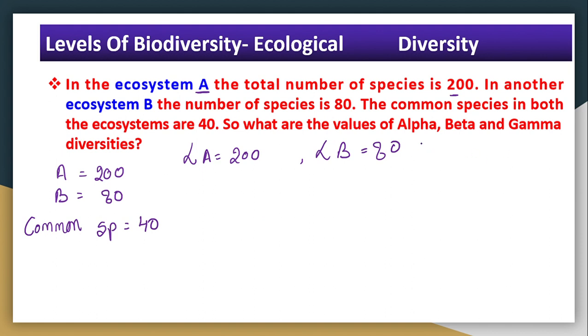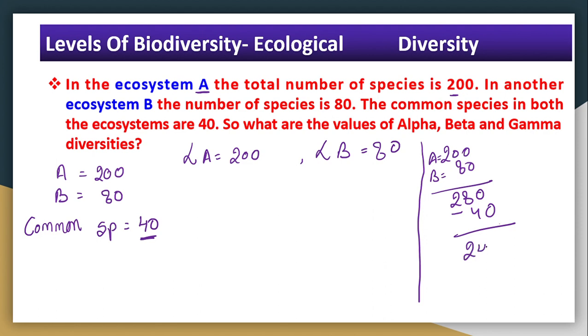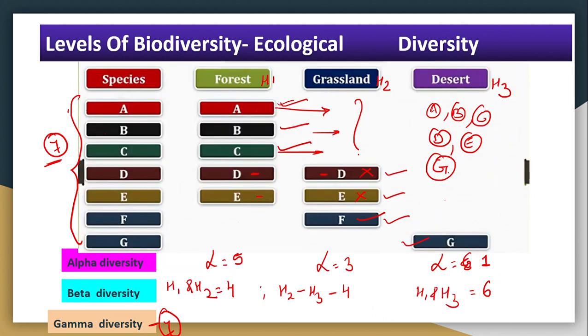Now class, two things. Either you may get this idea, ma'am, let me add up 200 plus 80, that is A diversity and B diversity, that is 280, minus 40. Why minus 40? Because of the common species. So 240. Maybe you can think in this way, but let me explain using this example.